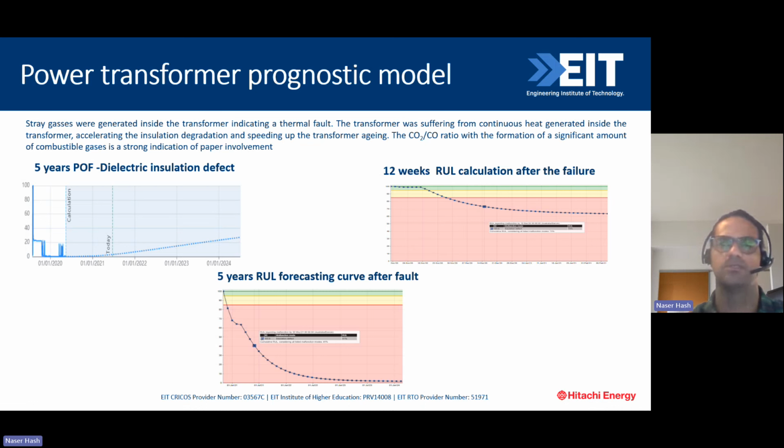This is an example where we managed to find out what insulation degradation would happen for that transformer, based on the ratio of carbon monoxide, carbon dioxide, and other gases generated over the next 5 years, and also the remaining useful life of the insulation. For example, for the next 12 weeks, which is 3 months, the remaining useful life was around 60% to 80%. But when it comes to 5 years, you can see that it decreases a lot.